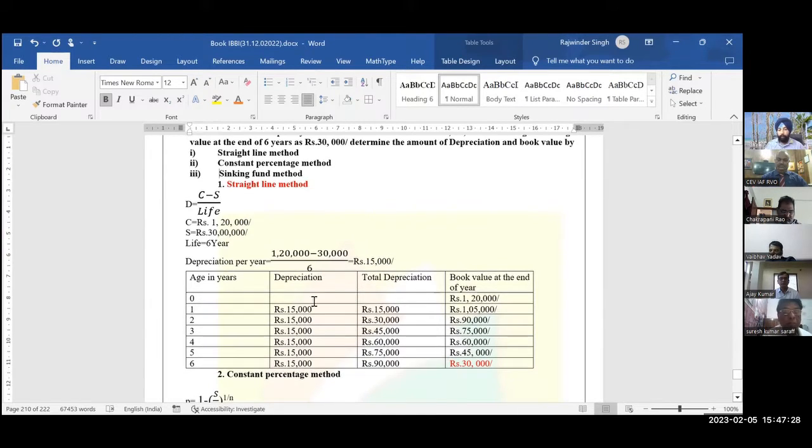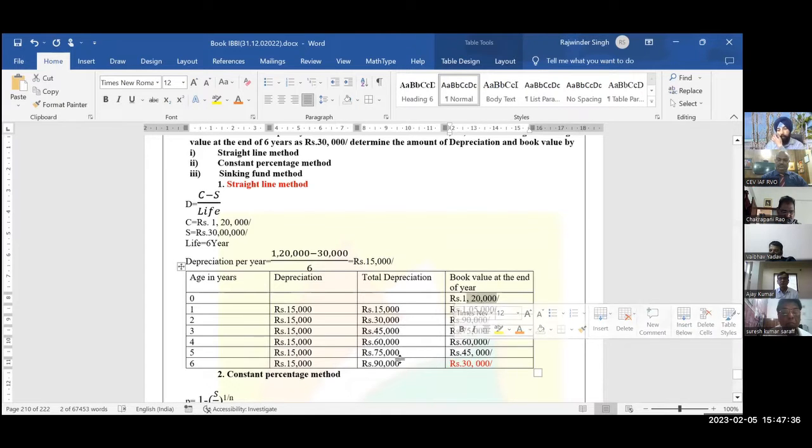See here, book value at the start is 1,20,000. Now at the end of the first year, 15,000 will depreciate, and total depreciation will be 15,000. 1,20,000 minus 15,000 is 1,05,000 at the end of the first year. At the end of the second year, again 15,000 depreciation will be taken. Then what is the total depreciation? 15 plus 15, 30,000. So the remaining depreciated value will be 90,000.